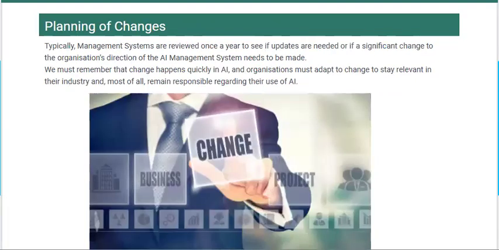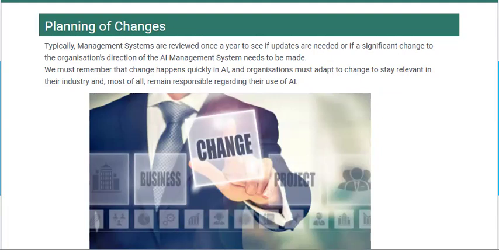Planning of changes. Typically, management systems are reviewed once a year to see if updates are needed or if a significant change to the organization's direction of the AI management system needs to be made. We must remember that change happens quickly in AI, and organizations must adapt to change to stay relevant in their industry and, most of all, remain responsible regarding their use of AI.